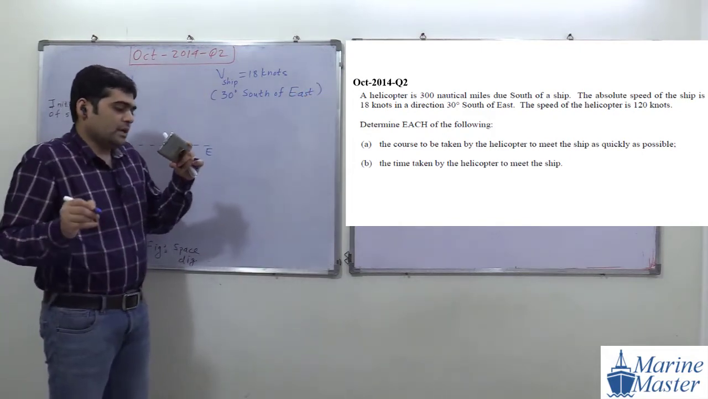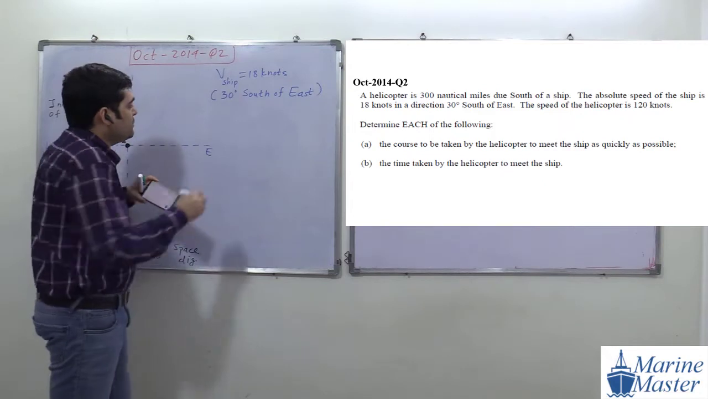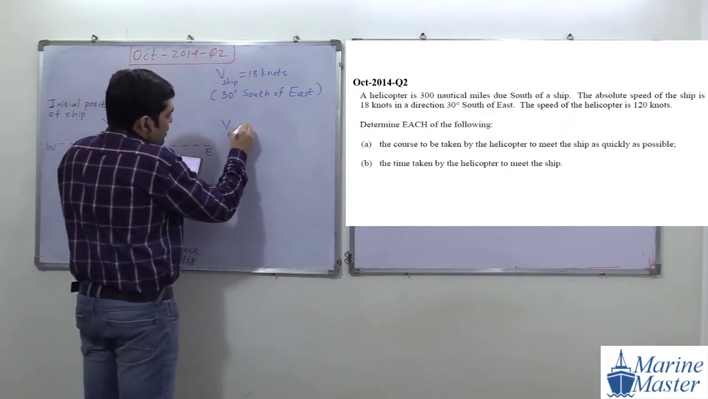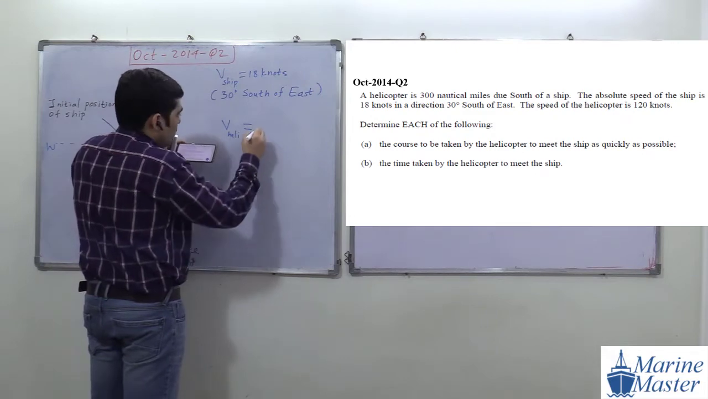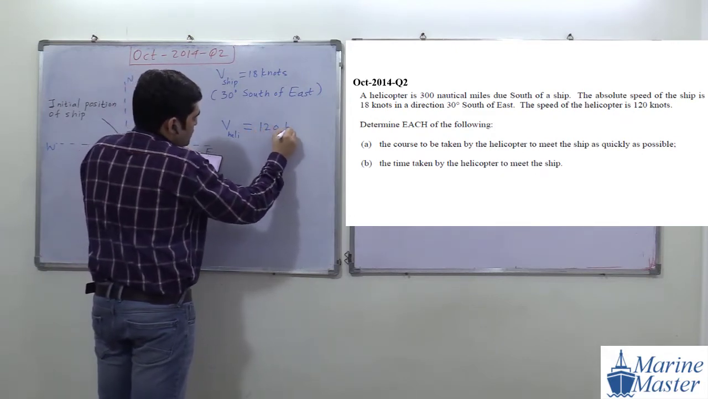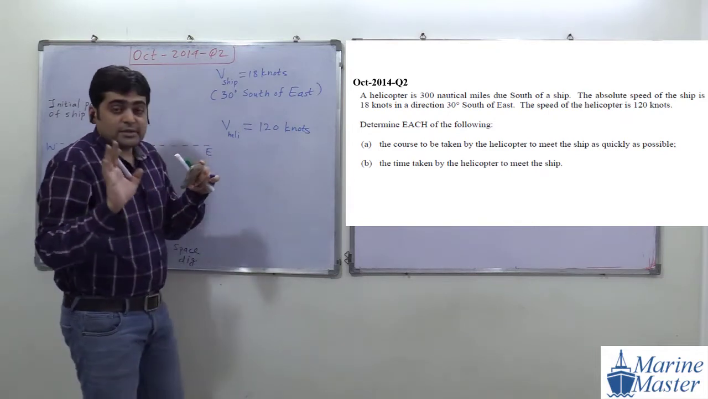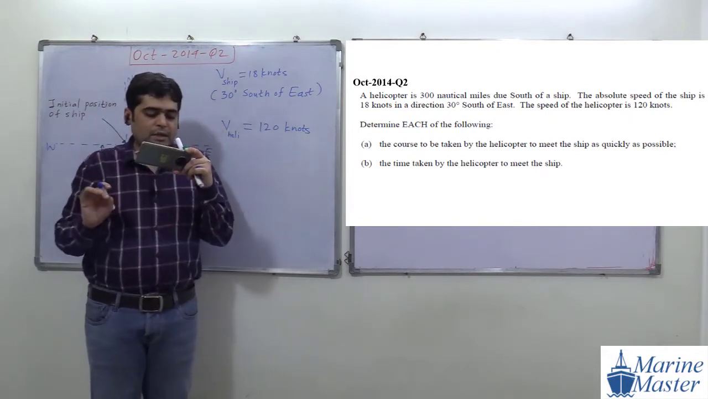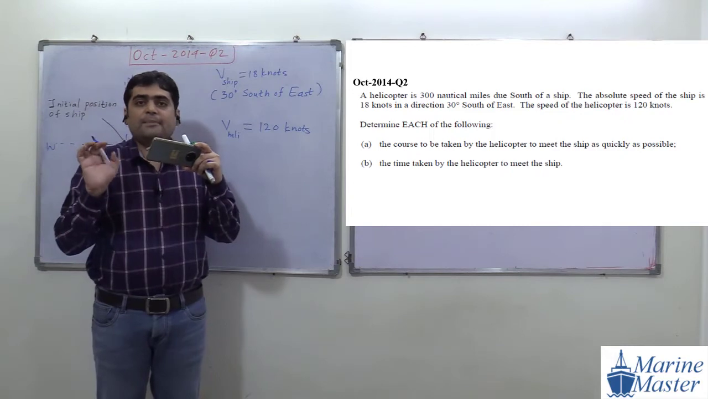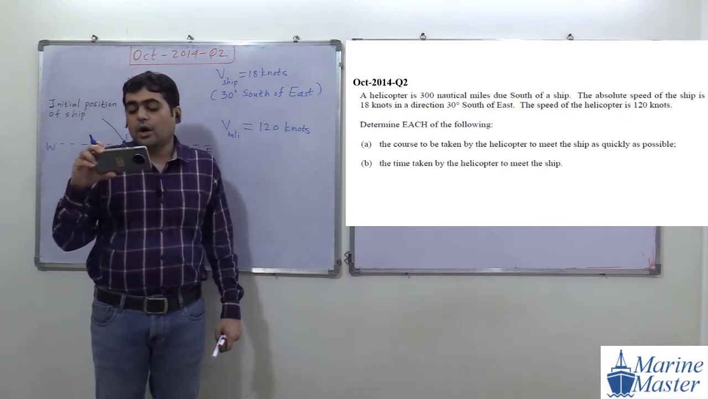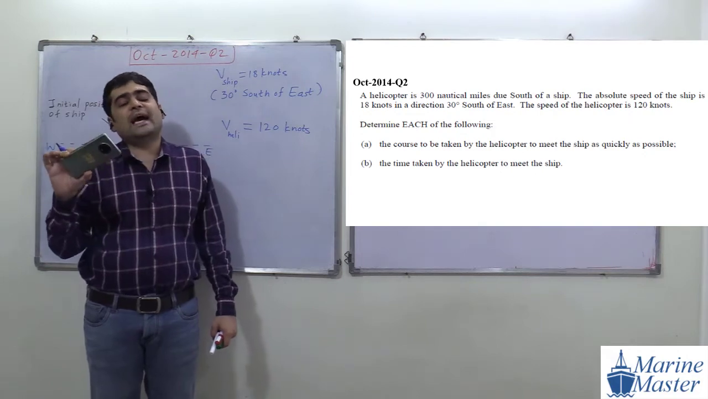Then the speed of the helicopter, V heli, we will say. V heli is 120 knots. Try to see the point here. Now try to see the A part with me. In A part, what are they asking us? The course taken by the helicopter to meet the ship as quickly as possible.